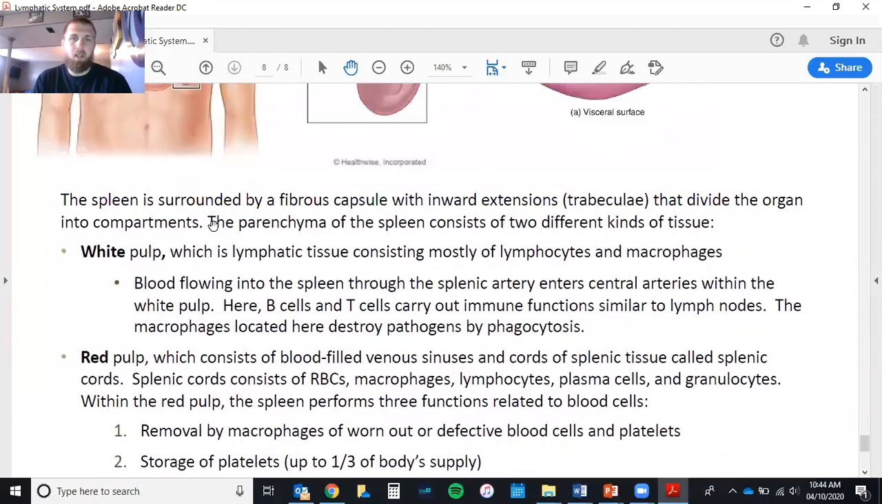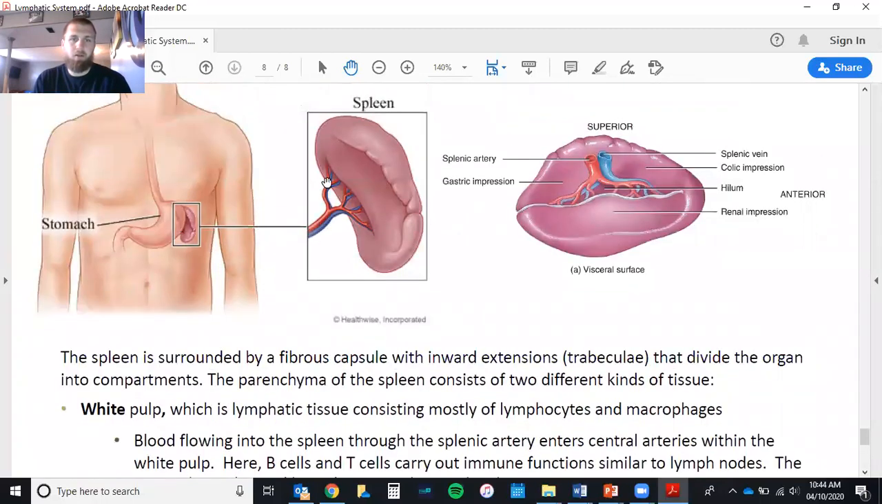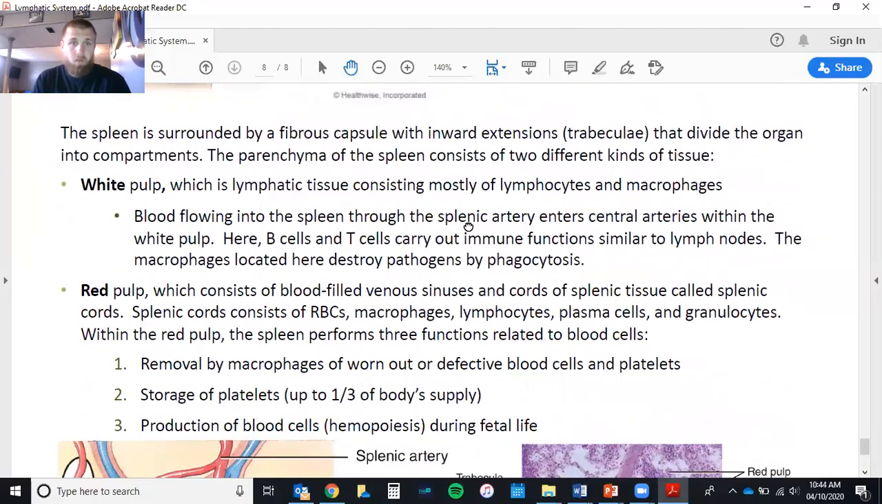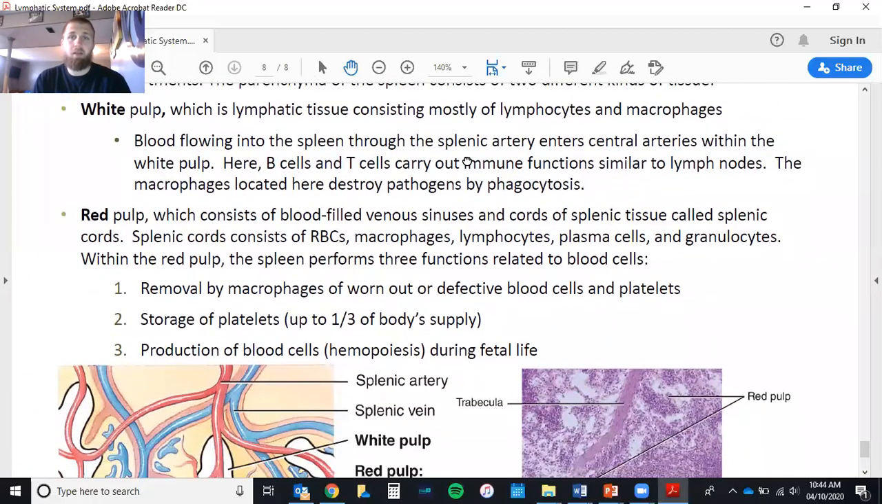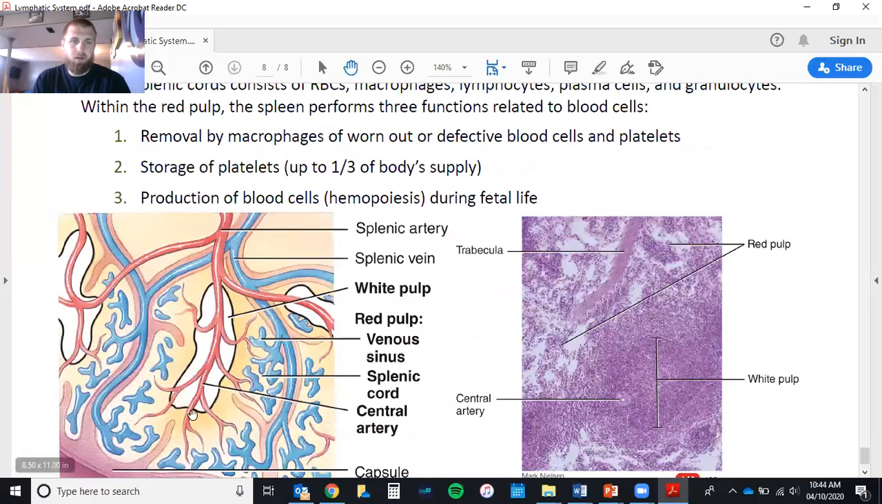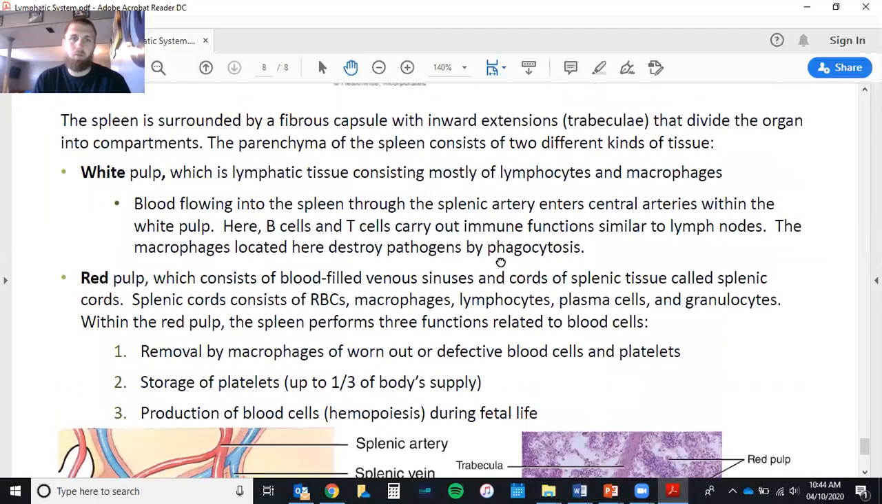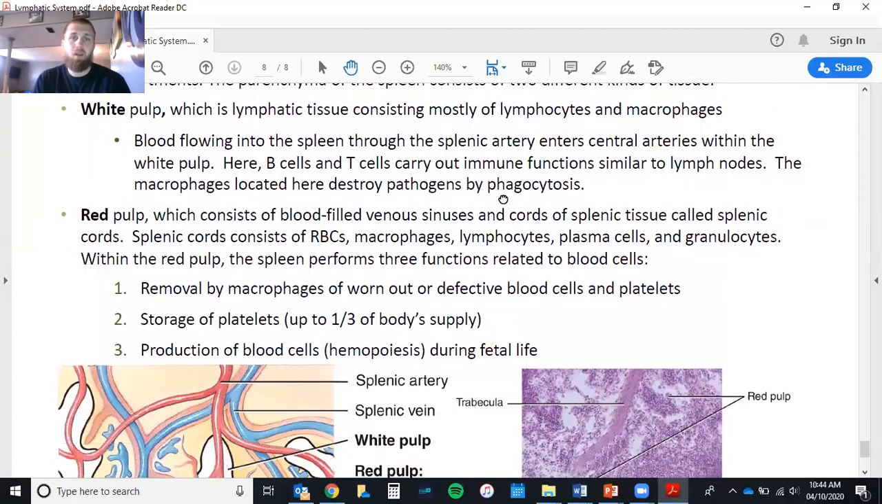And so we have blood coming into our spleen by way of a singular splenic artery. Before entering the spleen, it divides, and that eventually forms what we call central arteries. You can see here a central artery right at the center of our white pulp. In fact, here in our picture on the right, we can see this central artery almost smack dab in the middle of the white pulp.